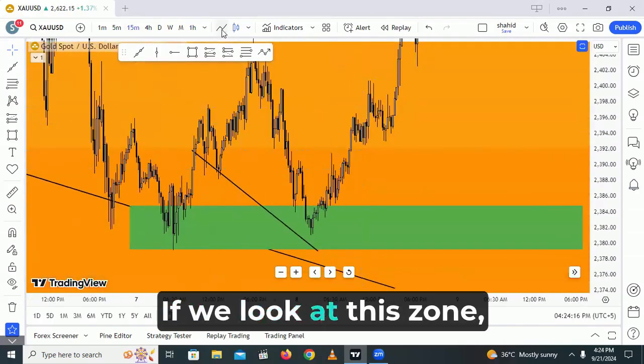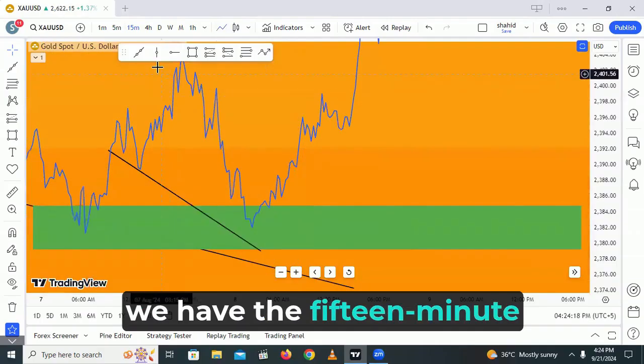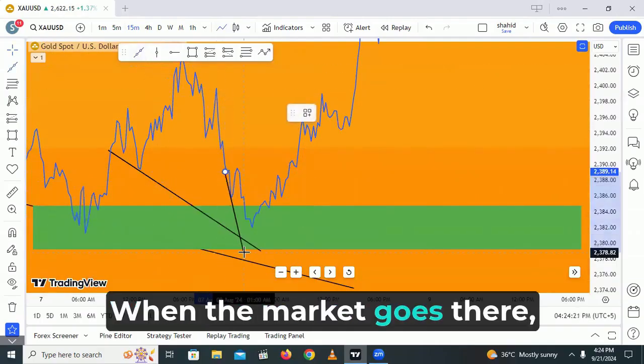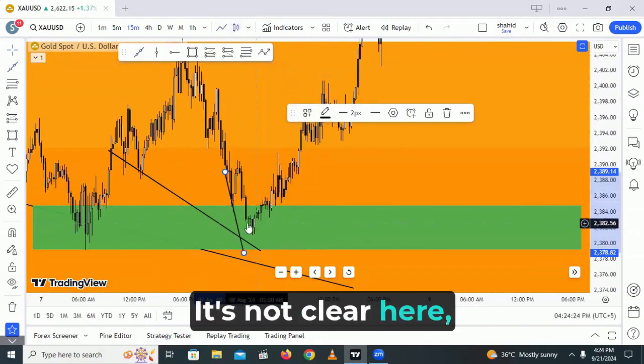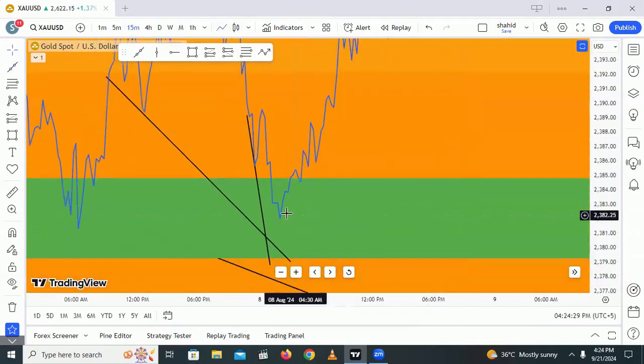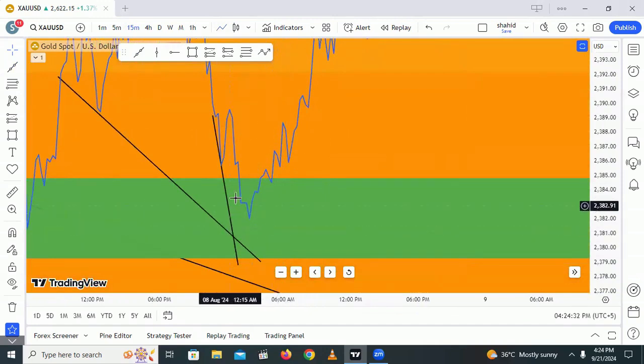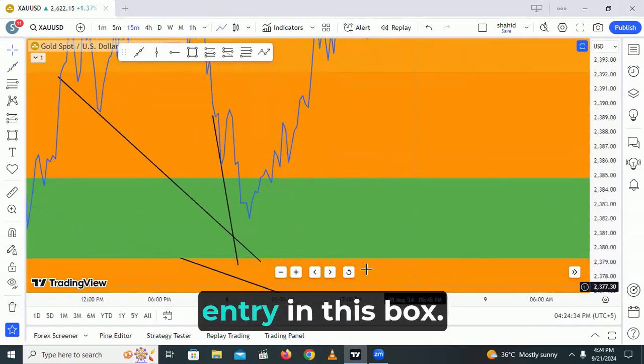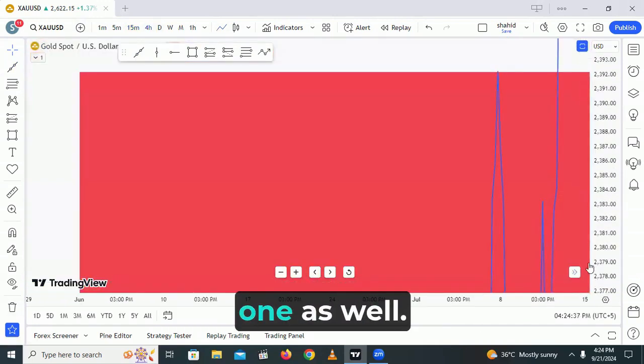If we look at this zone, we have the 15-minute trend here. When the market goes there, you need to buy it. It's not clear here, but make an entry here. And if you go to a smaller time frame, you'll find a clear entry in this box. I'll show you the clear one as well.